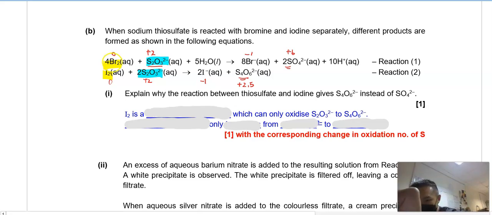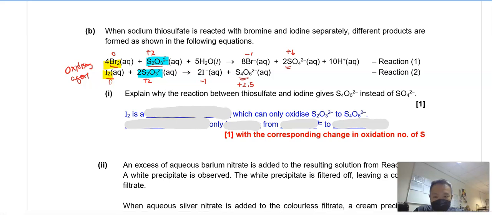So you can see that basically this is a redox reaction. Your halogens, bromine and iodine, are functioning as your oxidizing agent because they oxidize your sulfur from thiosulfate to something else. It increases the oxidation state of sulfur.